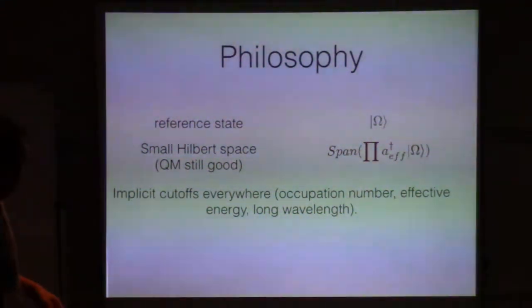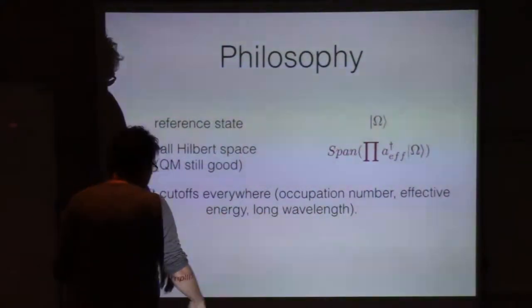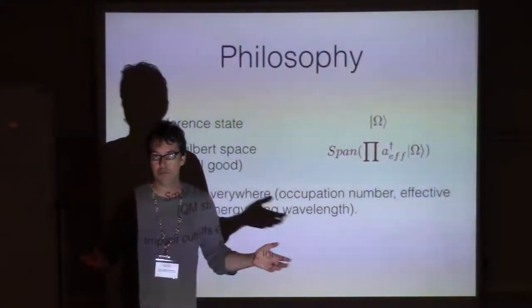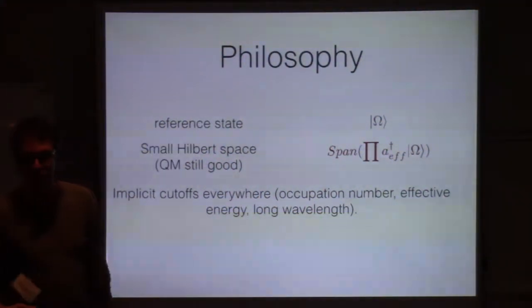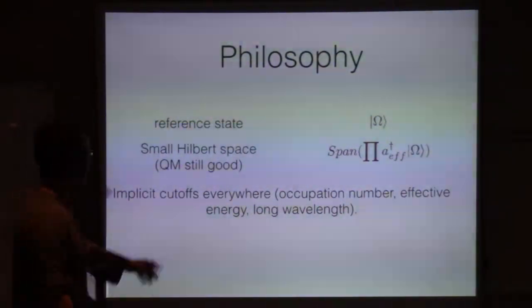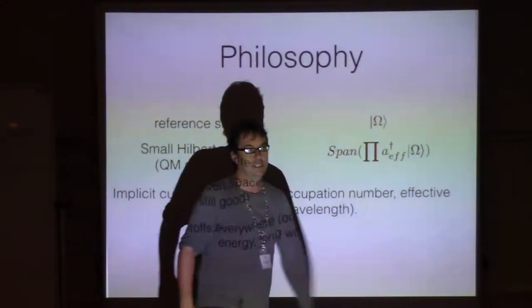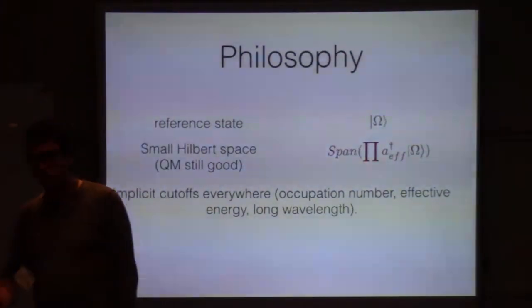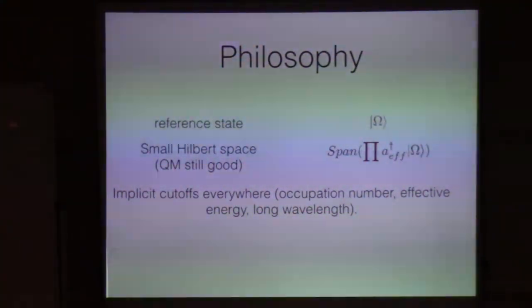So in general, the idea is that to do effective field theory, you need a vacuum, that's omega, and you need some low energy excitations, which are this alpha dagger effective. And the point is that you cannot go to a full Fock space, you get a partial Fock space where the occupation numbers are cut off, and where your wave numbers are also cut off in the UV, and usually all of this is implicit.